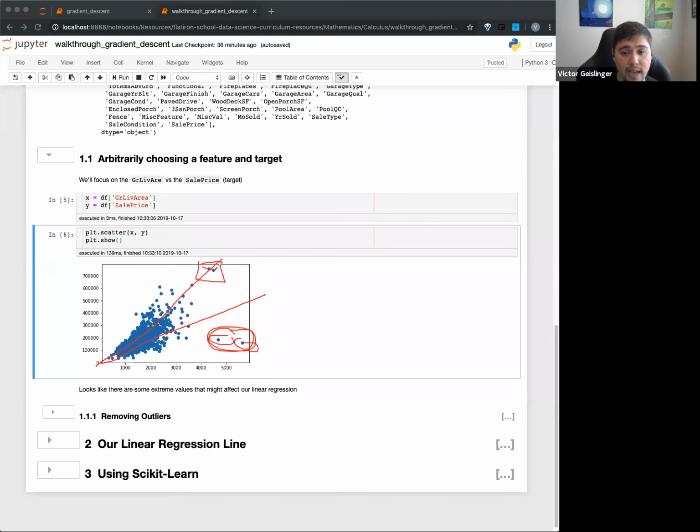If you remove these guys, the linear regression line probably would be about the same. It probably wouldn't be affected that much. So we're probably fine keeping it in there.